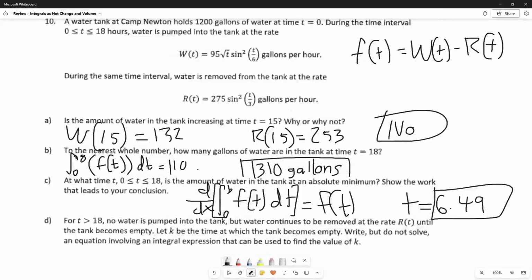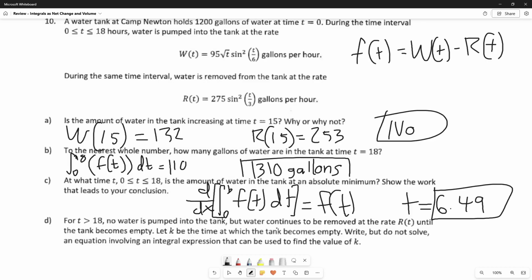Part D says, for t more than 18, so after 18 hours, no water is pumped into the tank, but water continues to be removed at the rate r of t until the tank becomes empty. Let k be the time at which the tank becomes empty. Write, but do not solve, an equation involving an integral expression that can be used to find the value of k. So basically, when the time is 18, we had calculated that there are 1,310 gallons inside the tank.